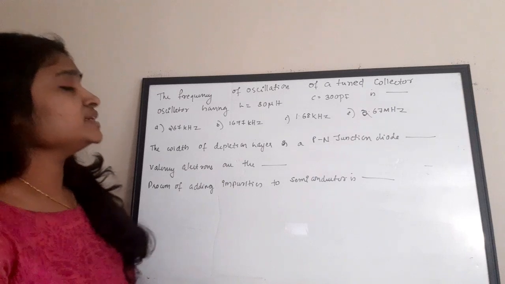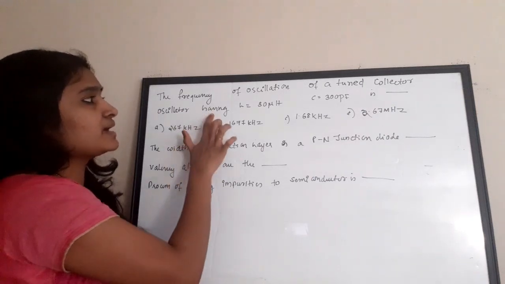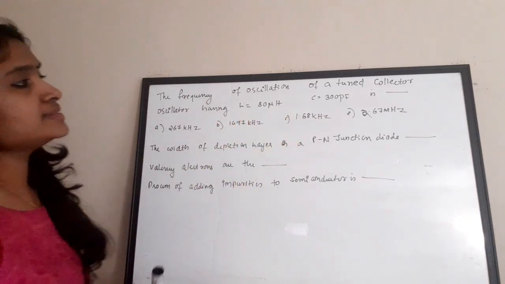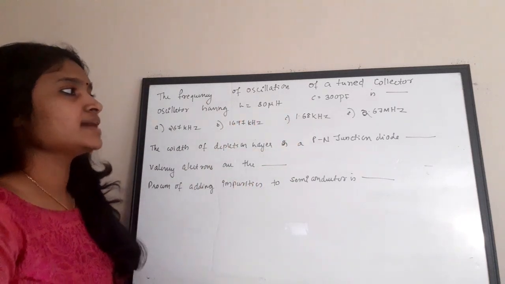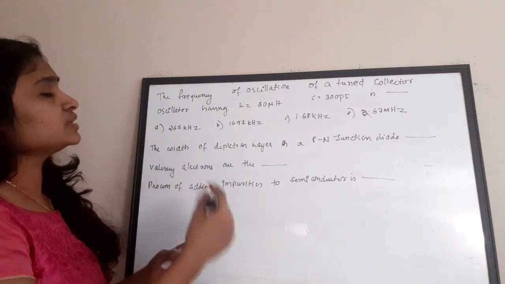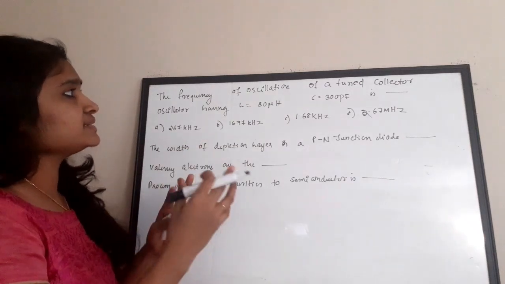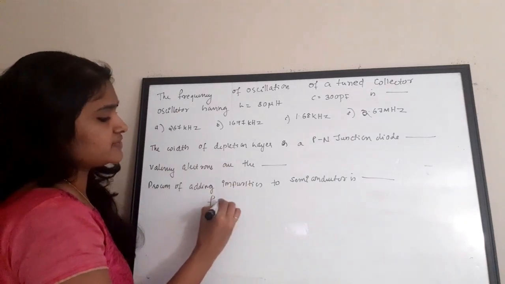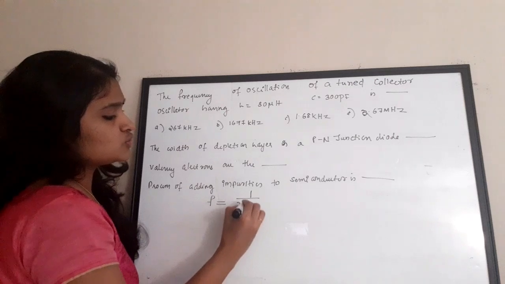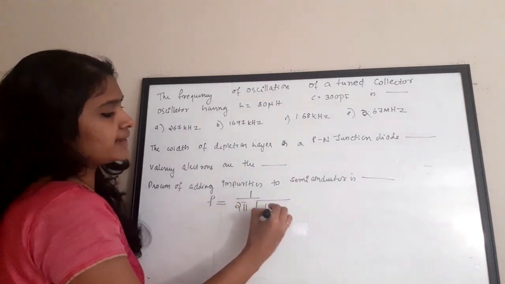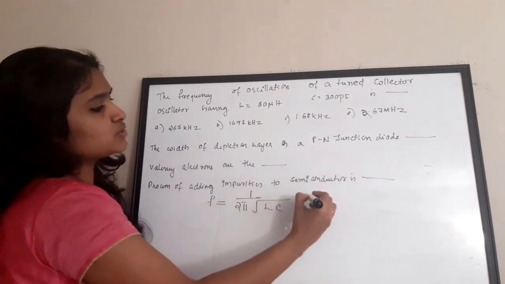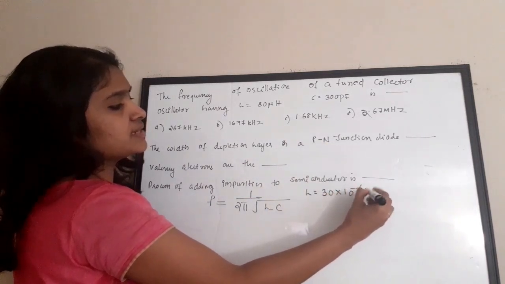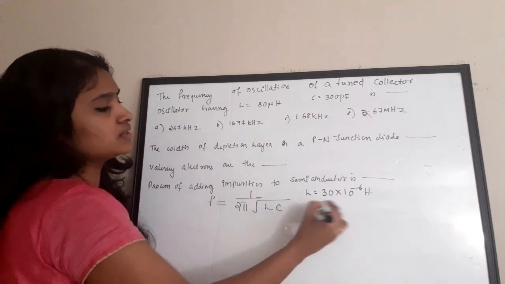The frequency of oscillation of a tuned collector oscillator having inductance L of 30 microhenry and capacitance C of 300 picofarad is dash. Okay, so the equation for the tuned collector oscillator's tank circuit, or the frequency of oscillation F, is given by 1 by 2 pi square root LC. Here L is equal to 30 microhenry, which means 30 into 10 raised to minus 6 Henry. You have to substitute this value, 30 into 10 raised to minus 6.